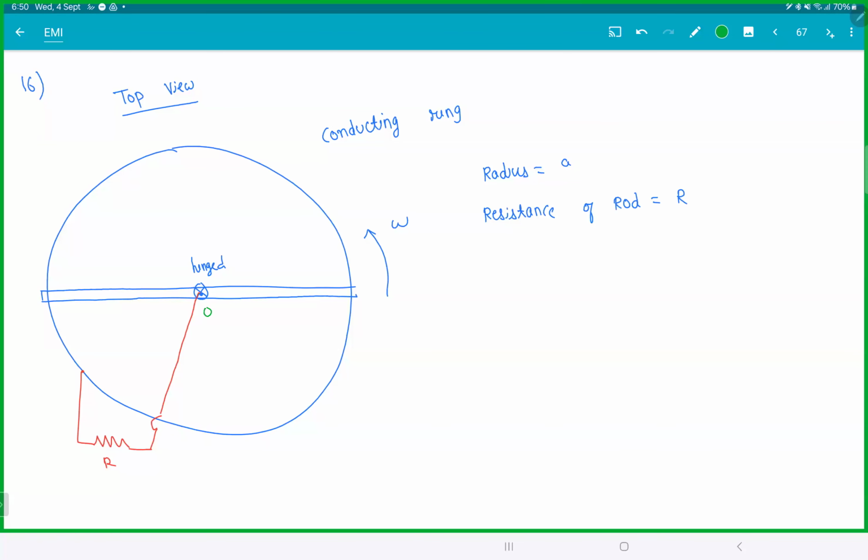So this is O, this is A, and this is B. Magnetic field is B this way. Find VO minus VA.